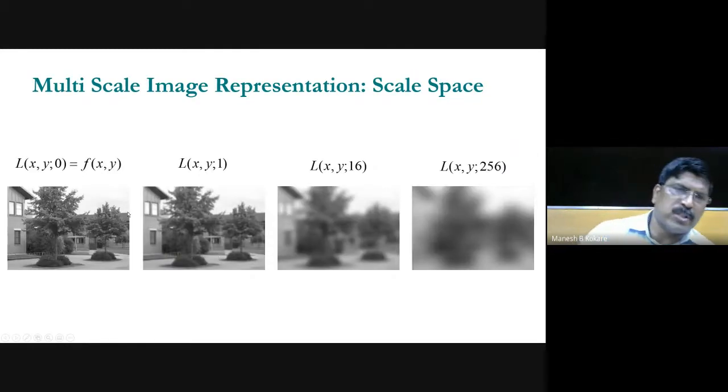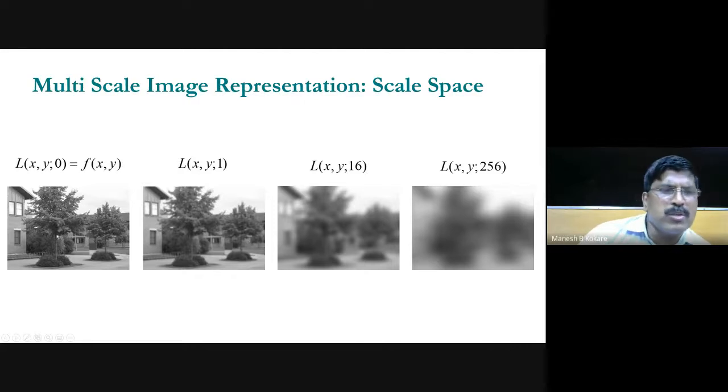Now look at this one. Suppose, for example, this is your image, right? This is the original image at scale 0. Now by changing the standard deviation from 0 to 1, and convolving the image with the Gaussian function, you get this image. Then again, by changing the scale of the Gaussian function from 1 to 16, you get this one, okay? And from 16 to 256, you get this one.